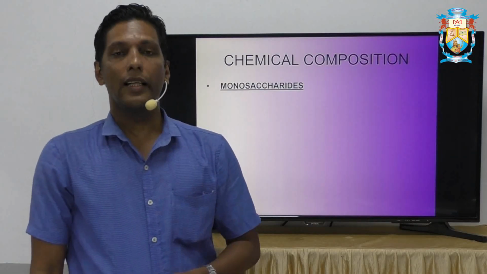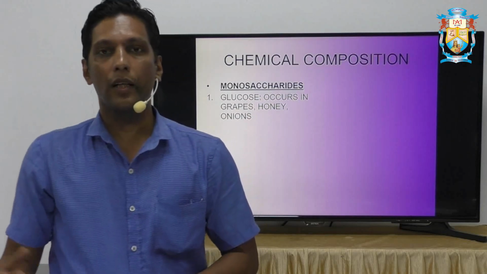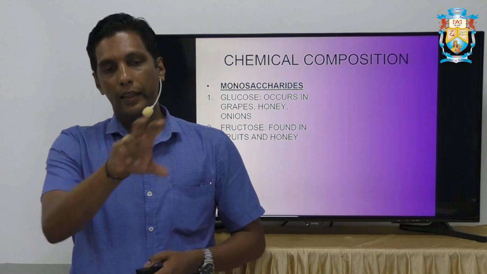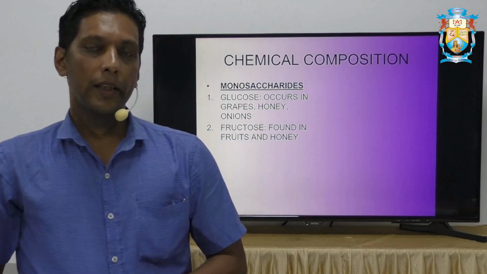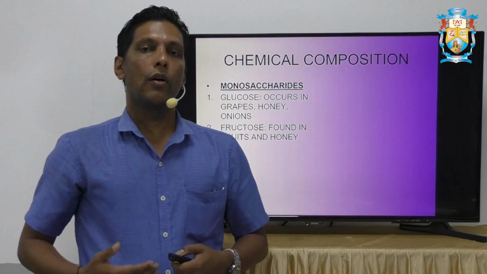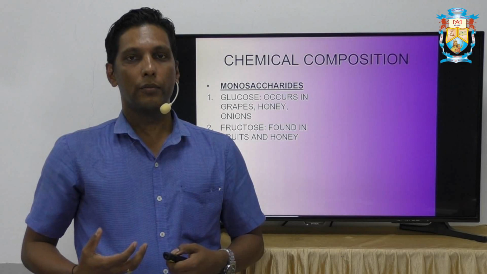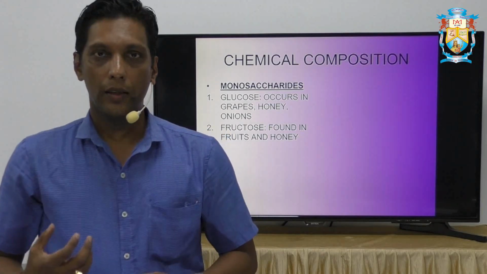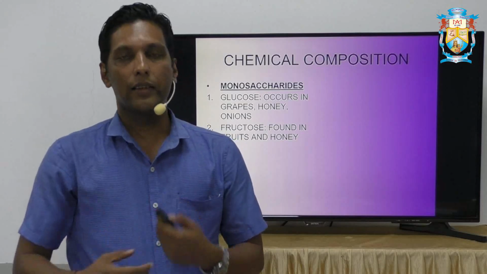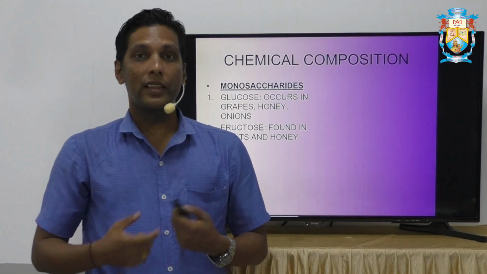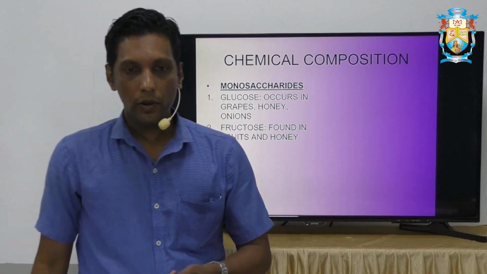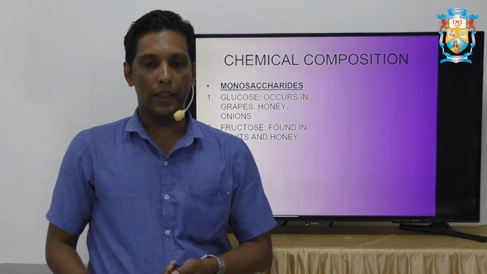You can find monosaccharides in grapes, honey, or even in onions. Fructose. Why is the example of onions given? You might have seen a lot of recipes which mention sauteing the onions till they are caramelized, because onions also have a high amount of sugar. When sauteed with oil, butter or any kind of fat, they get caramelized. We say when it turns golden brown, that means it is getting caramelized. Fruits, you'll find it in fruits or honey.